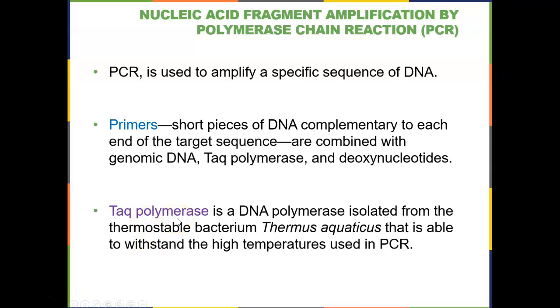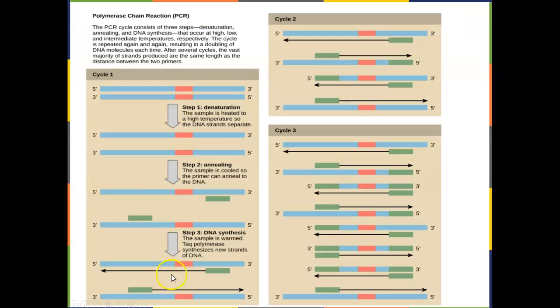That Taq polymerase is a bacterial enzyme that was isolated from a very interesting species of bacteria found in hot geysers, so they're able to withstand very high temperatures. The temperatures that are needed in the polymerase chain reaction are quite warm, and so we can use this particular enzyme to help us build more DNA fragments.